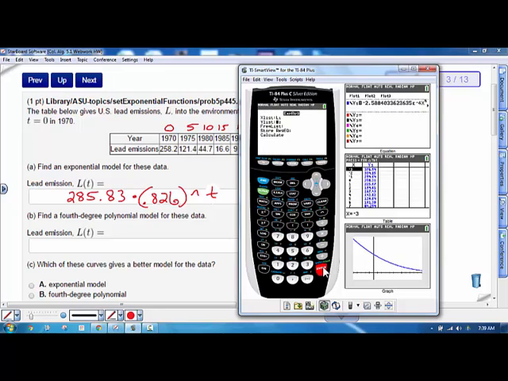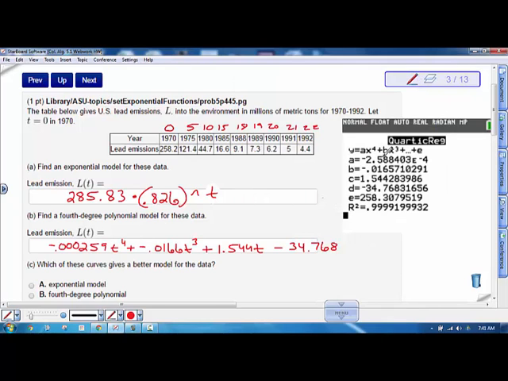So hit exponential regression and hit calculate. And you'll see that our r squared value is 0.998. So it's a good fit, but not quite as good as the quartic one. So I'm going to go back, show you the quartic one, and then we'll write that model right here. It's a lot to write, but okay. So I copied this down just by plugging in A, B, and C here, and you get this.